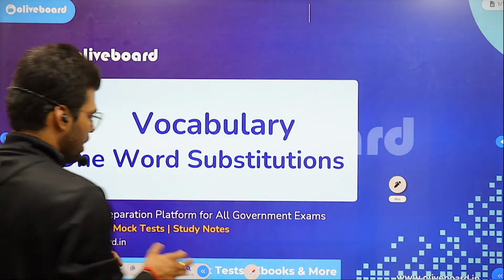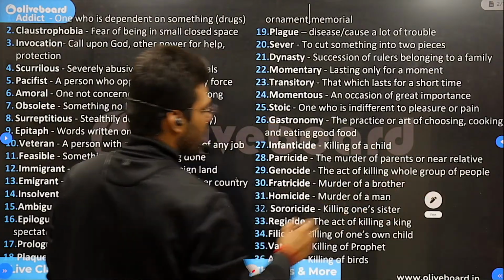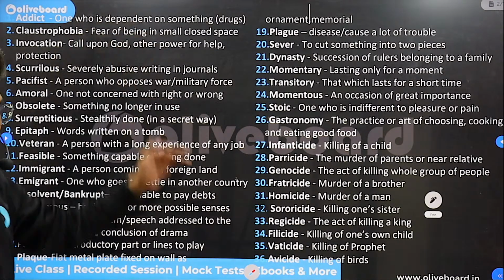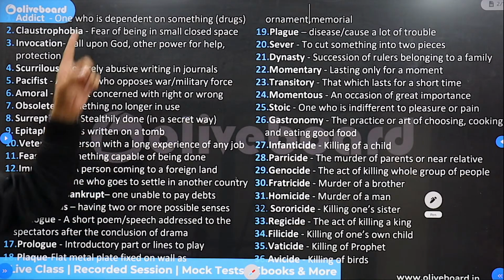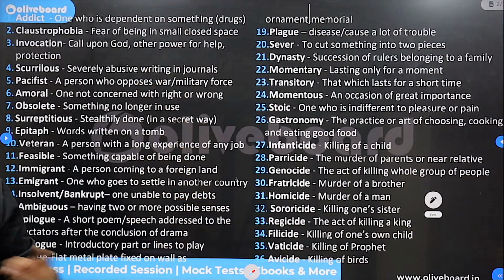Let's start with the first slide. First of all, I request you to go ahead and have a look. Just at a glance, these are the words I'm going to define. Once you say done, I'll explain each and every one, and possibly with the help of root words also.